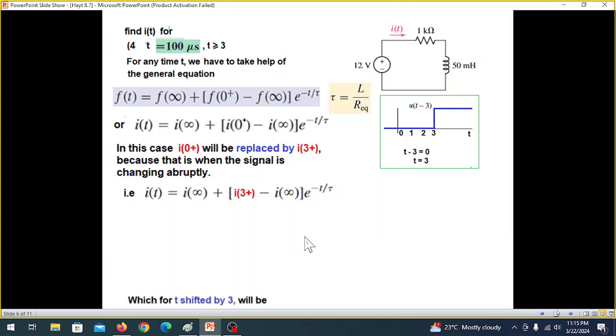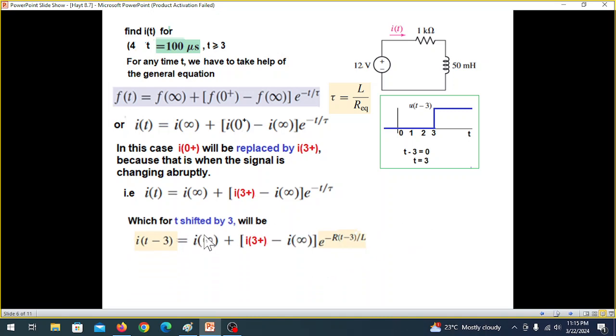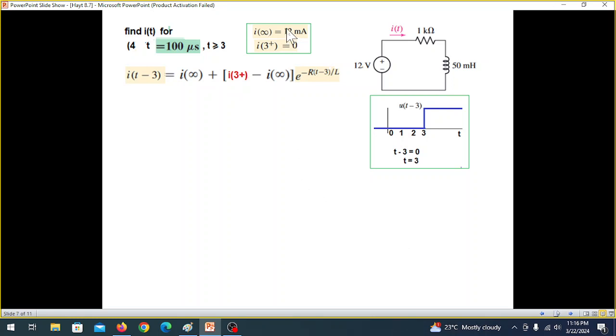Now let's plug in the values that we have calculated. For the shifted signal, we can write i(t) as i(t minus 3), and the only change will be that this t will be changed to t minus 3. And tau, as we know, is L over R. So when we divide by tau, R will go in the numerator and L will be in the denominator. So this one will be our equation. And now we'll plug in the values. These two values we have already calculated, so we'll put that. We have to calculate R over L.